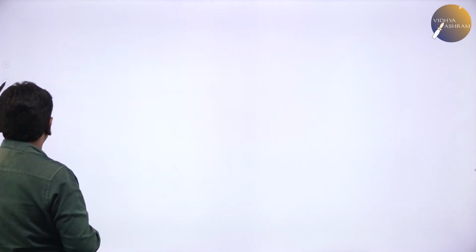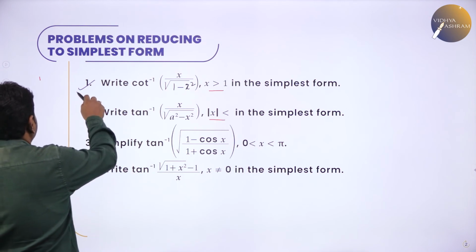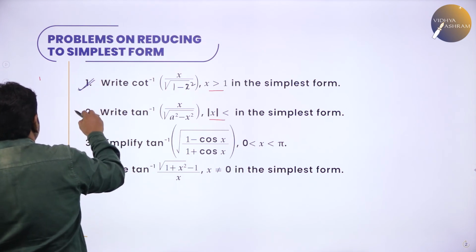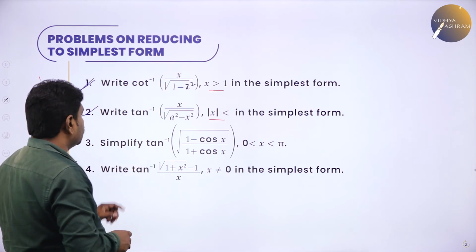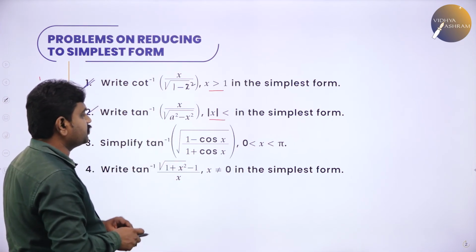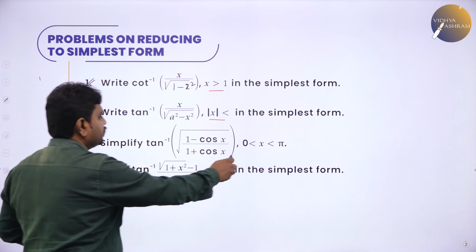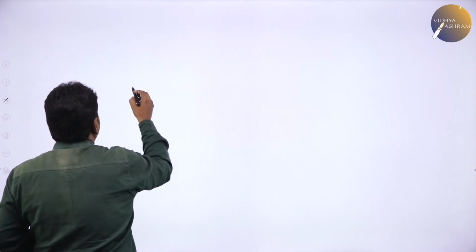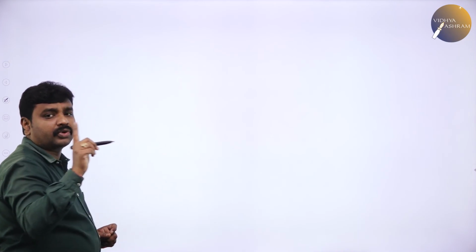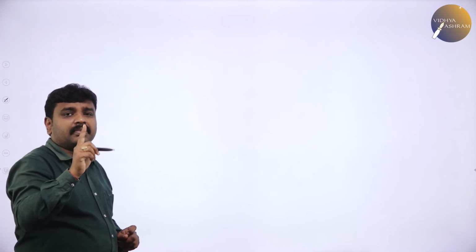Now, another question. So now we are done with the first, we are done with the second. Now we are going to the third, the most important. Tan inverse of root of 1 minus cos x by 1 plus cos x, where x lies between 0 to pi. Now, in order to simplify this, first you should be thorough with compound angles and multiple angles.